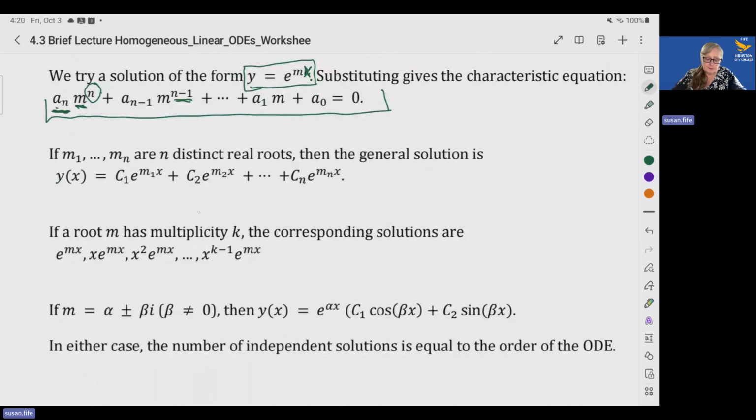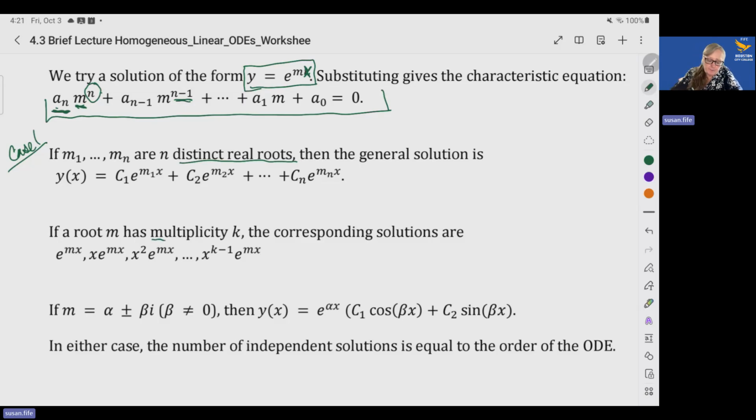And if you have distinct real roots, so these are our 3 cases. Case 1, distinct real roots. We're going to have n solutions. So if m1 through mn are all distinct and real, then our general solution is going to be c sub 1 e to the m1x plus c sub 2 e to the m2x plus, and so forth for each one of those m's.